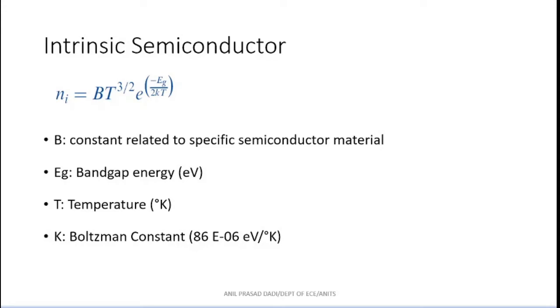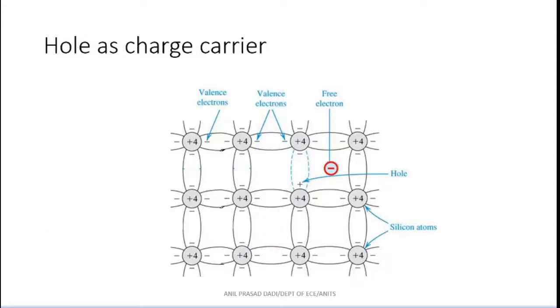So you could understand that the intrinsic carrier concentration of any material is dependent on the temperature at which you are considering the concentration and the energy band gap. The more the energy band gap, the lesser the intrinsic carrier concentration. And we have understood how a hole acts as a charge carrier for the current conduction process.